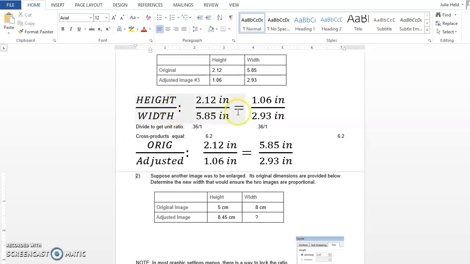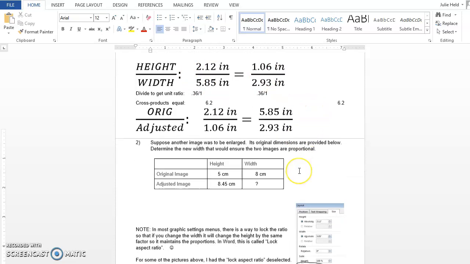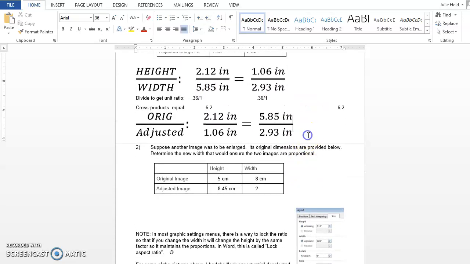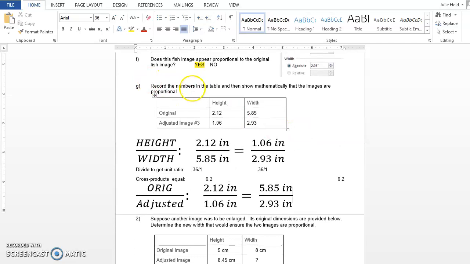I could even switch these around. Like I could do width to height, or I could do adjusted to original. It doesn't really matter which one went on top or bottom, as long as I do both sides of the equals the same. So again, I have the conclusion on this one that shows that they actually are proportional.